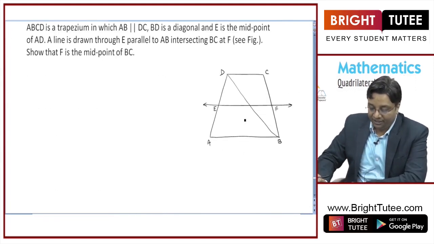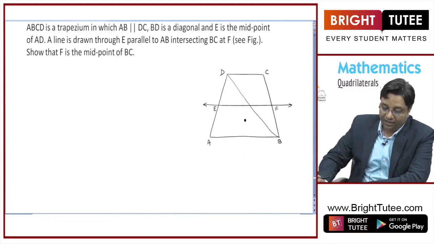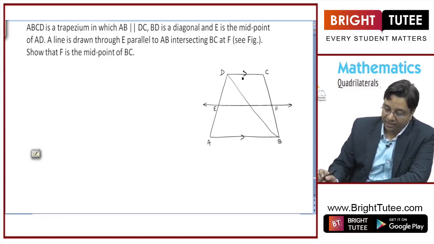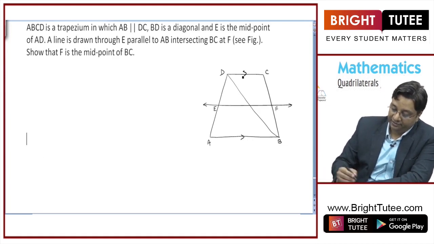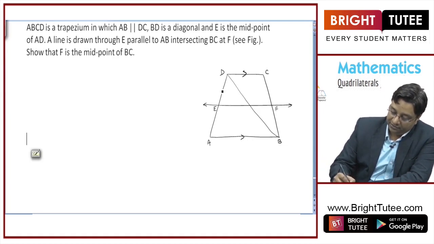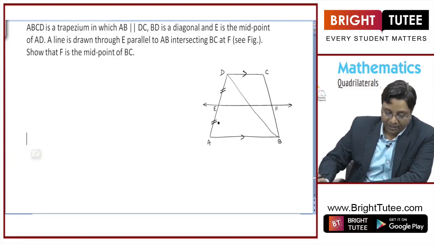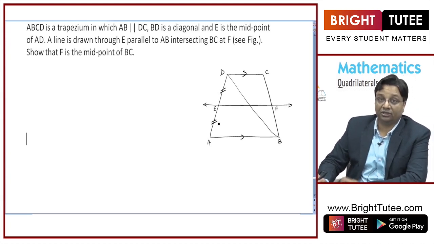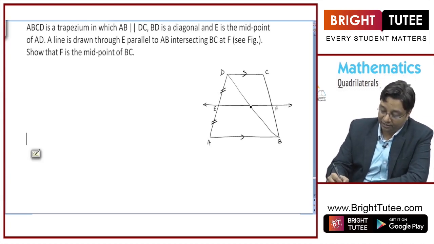Now ABCD is a trapezium with AB parallel to DC. So this is parallel to this. BD is a diagonal. Okay, E is the midpoint of AD. How do I show that this segment is equal to this segment? Okay, a line is drawn through E parallel to AB, intersecting BC at F. Okay, show that F is midpoint of BC. This question should be pretty easy for you by now.